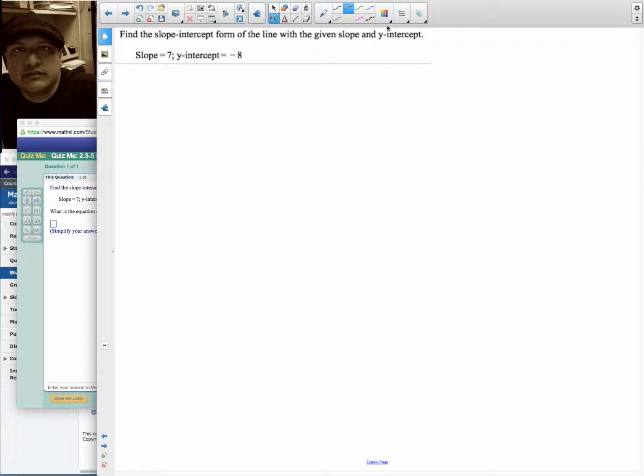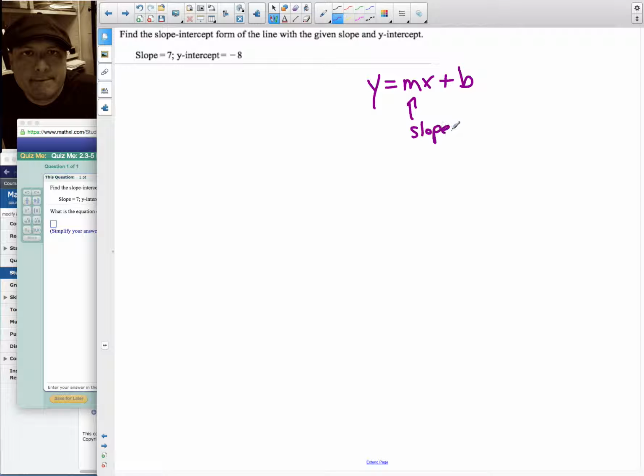Slope-intercept. Slope-intercept is the one that we all love. The y equals mx plus b, where this is the slope, and that's the y-intercept. So our slope here is, these are actually really straightforward. The slope is 7, the y-intercept is 8.